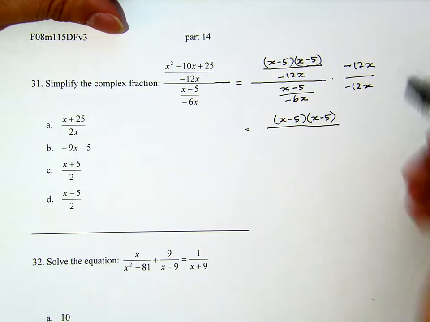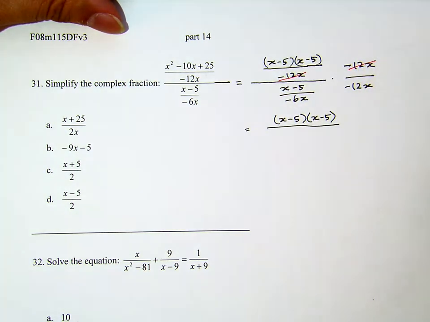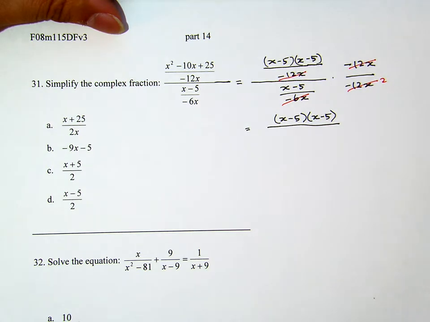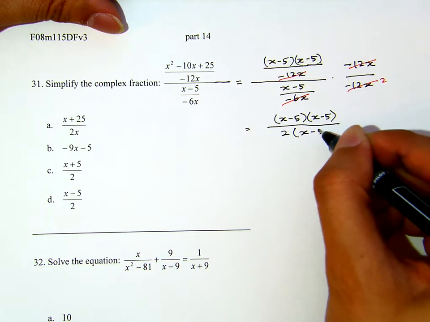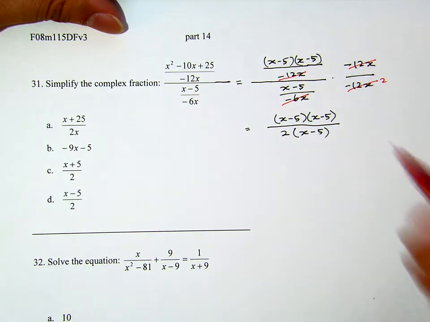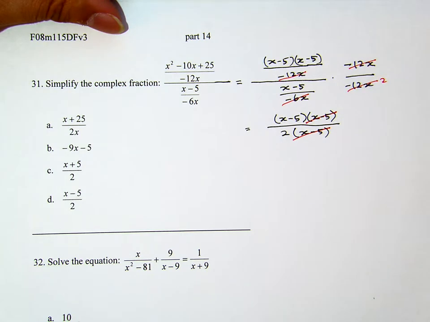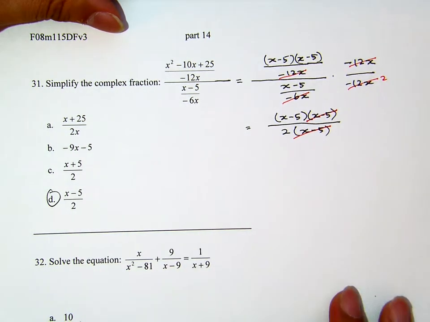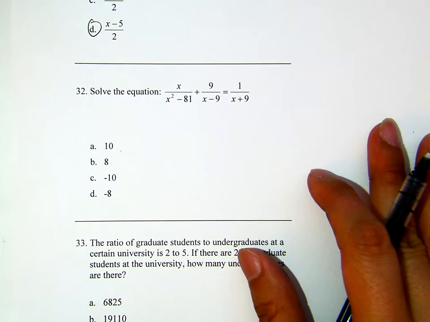On the denominator, let me write it down, this cancels this, right? And here when I cancel this I get 2. So I will end up with 2 times x minus 5, and from here you will see one of the factors x minus 5 will cancel. Therefore the answer is D. That's for number 31. Number 32, solve this equation.